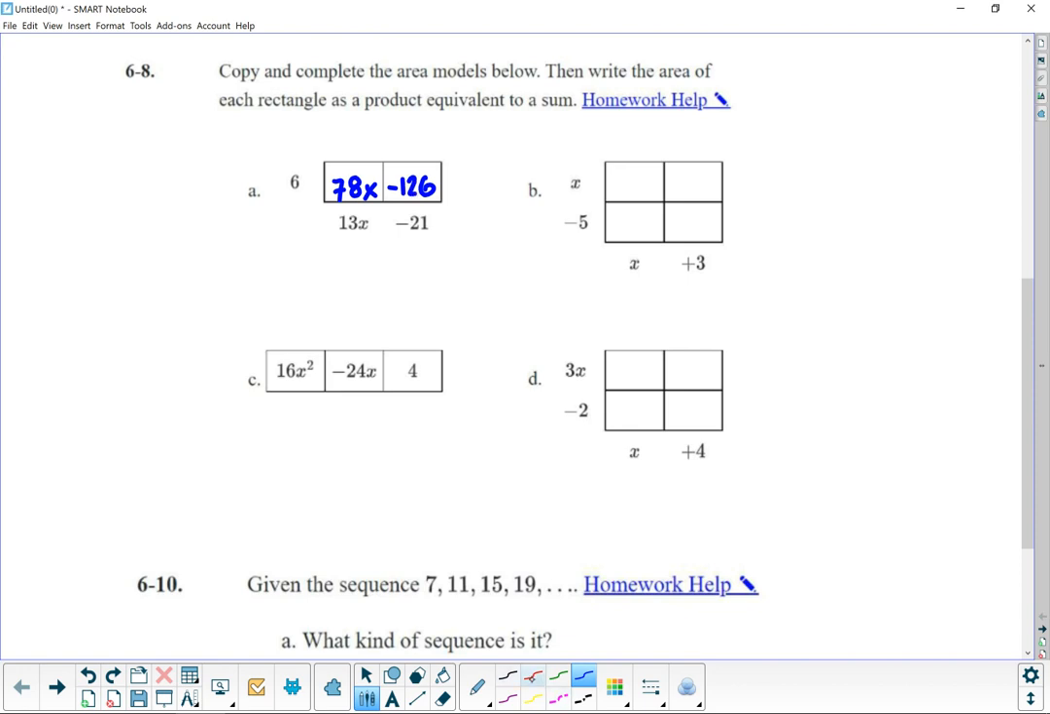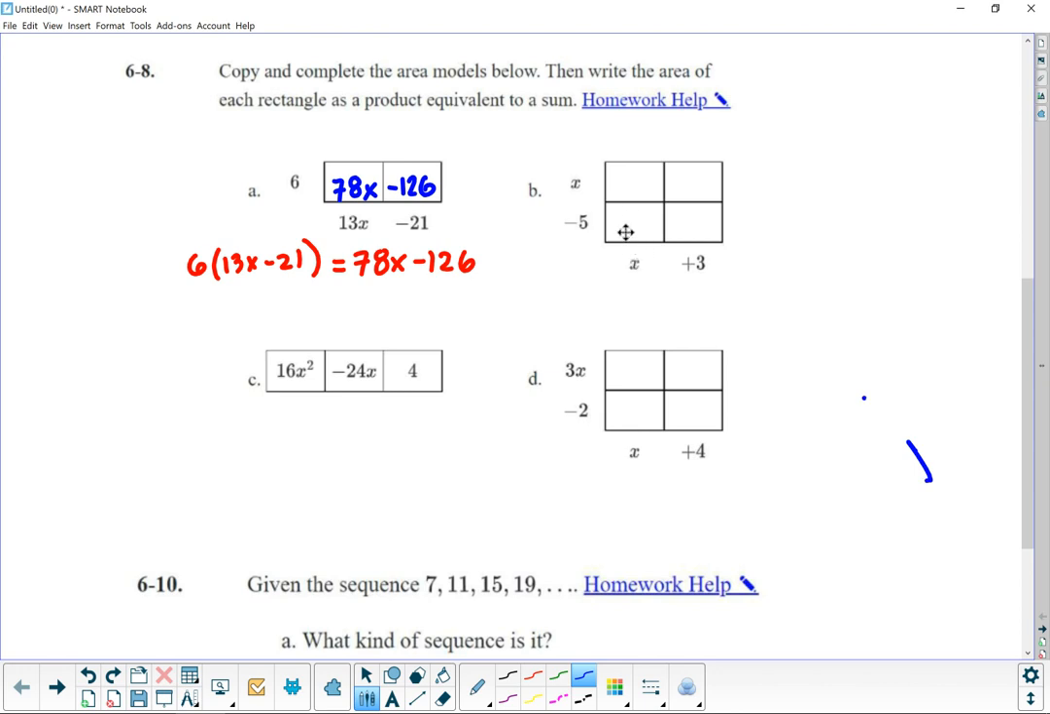All right, so they want us to rewrite it as a product and as a sum. So the product is 6 times 13x minus 21, and that's going to equal 78x minus 126. That's writing it as a product equaling a sum. Okay, part B.